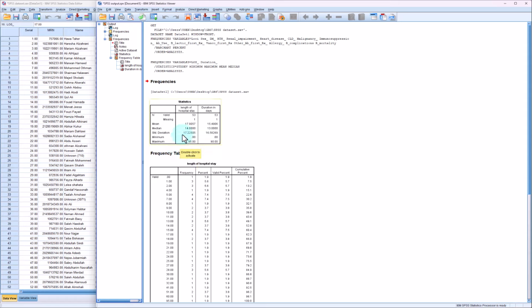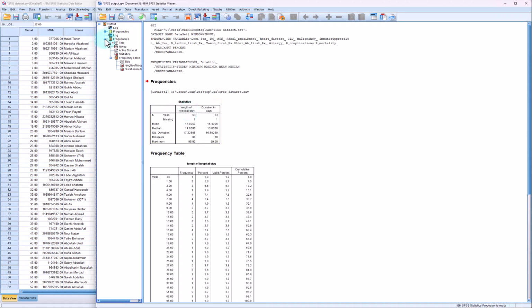Now we can see that our mean length of hospital stay was 17.9 days. The standard deviation is plus minus 17.22. The median is 14 days. The duration of antibiotic therapy was 13, the median duration, and 15.49 days for the mean duration, and the standard deviation is 16.58. So we can present this data in our data set.